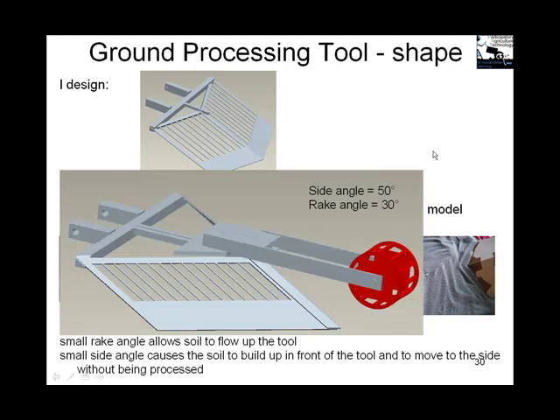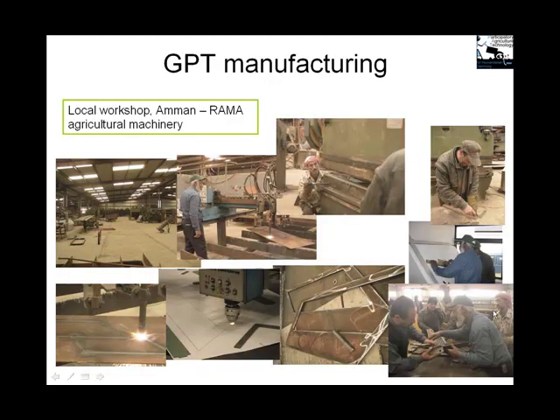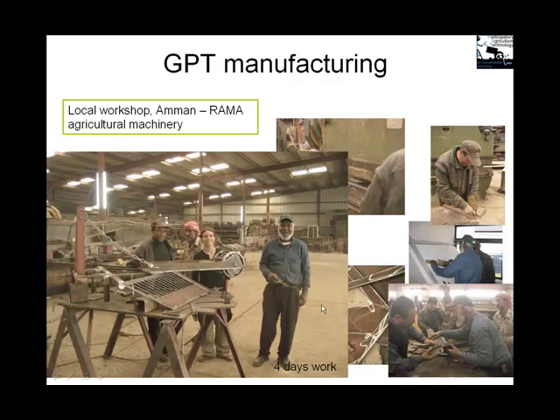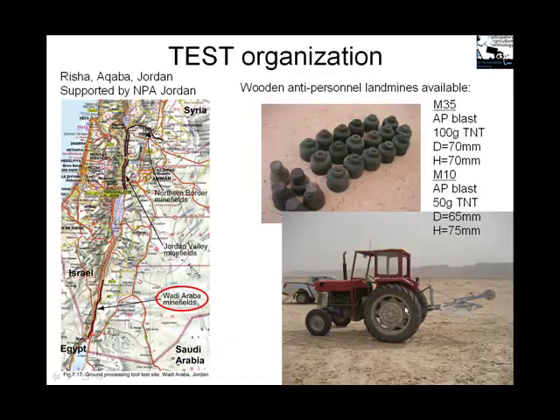In fact, the ground processing tool is very simple, and to keep it simple, we decided to make it formed only by plane shapes. Therefore, the whole form is defined when these two angles are defined. So we developed it in a local workshop in Jordan, and in 4 days of work we had the tool ready. So we could test it in a minefield near Israel.